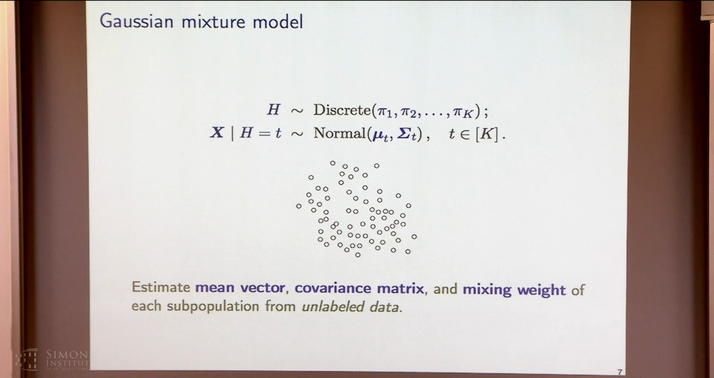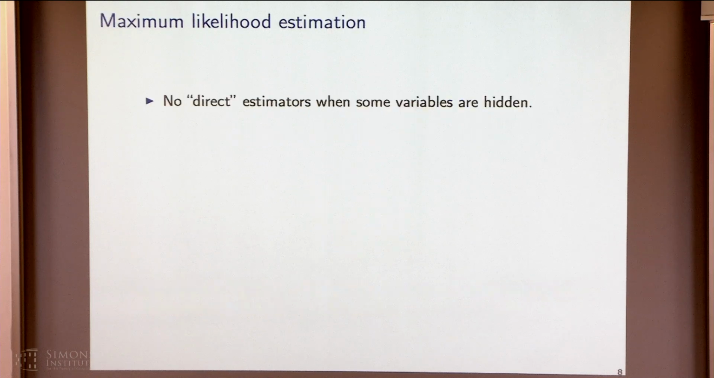Okay, so once again here, because the data are not annotated by which sort of hidden subpopulation they came from, you don't have a direct way to do estimation. Okay? But this is really not a problem. So there's been a century of statistical theory about what you can do in these cases.